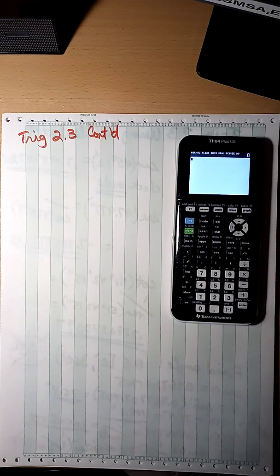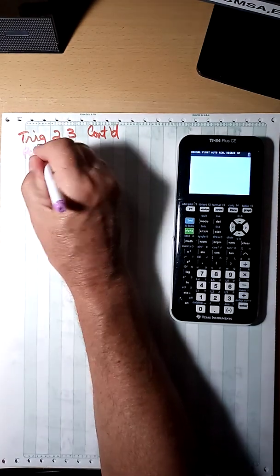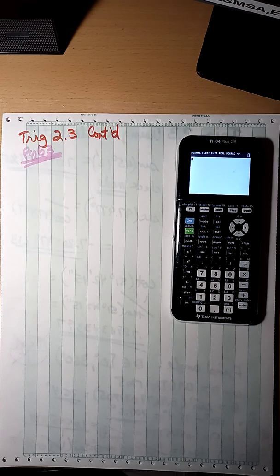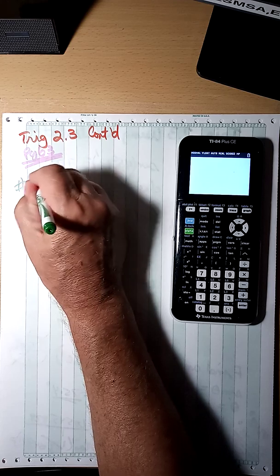Okay, let's do some examples. These should be found on page 63. That's too light, isn't it? Number 22, we'll start with.